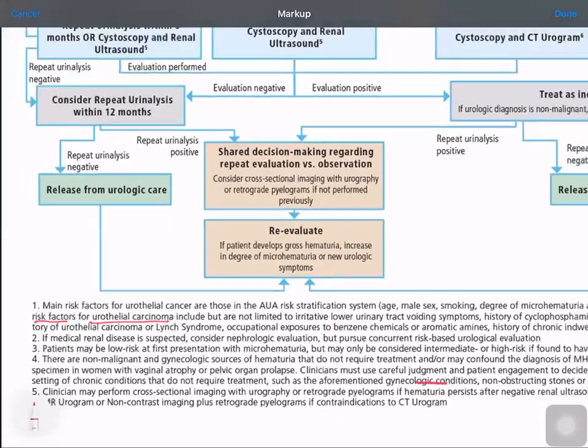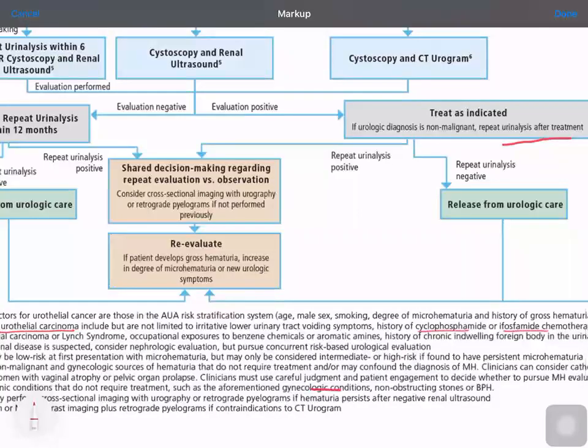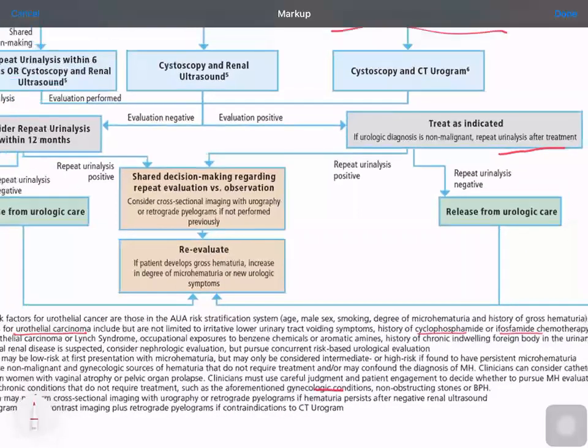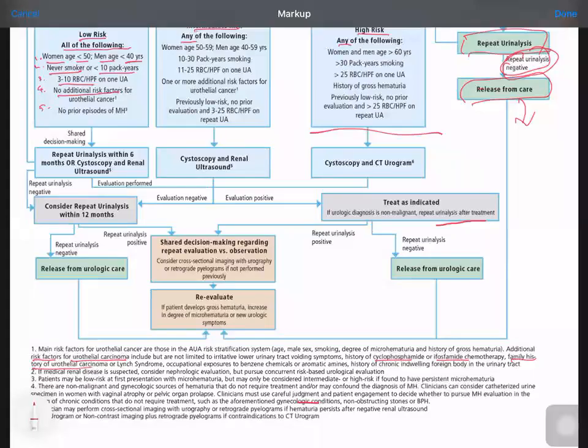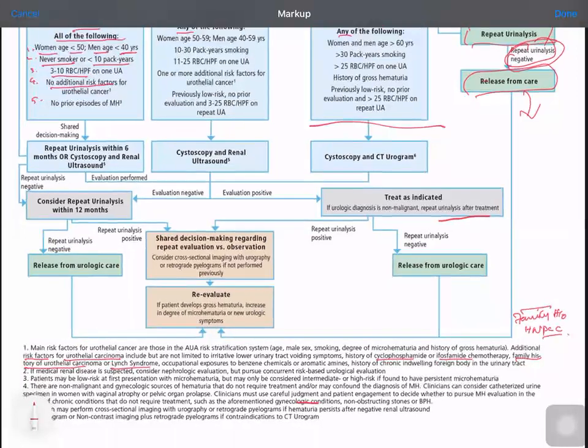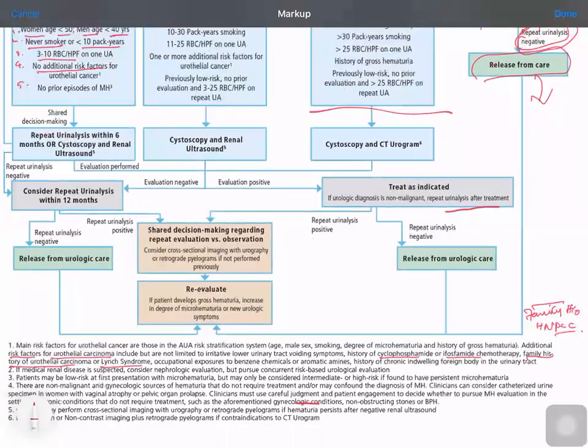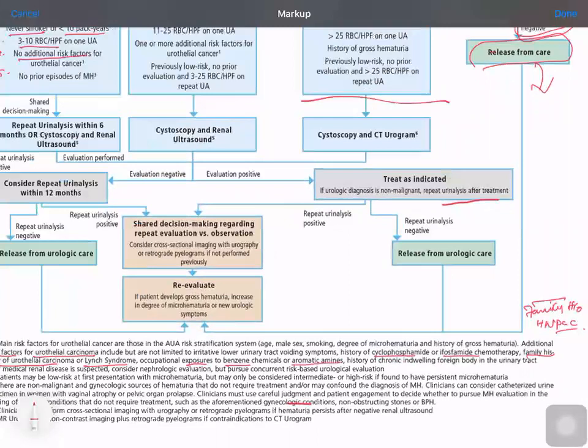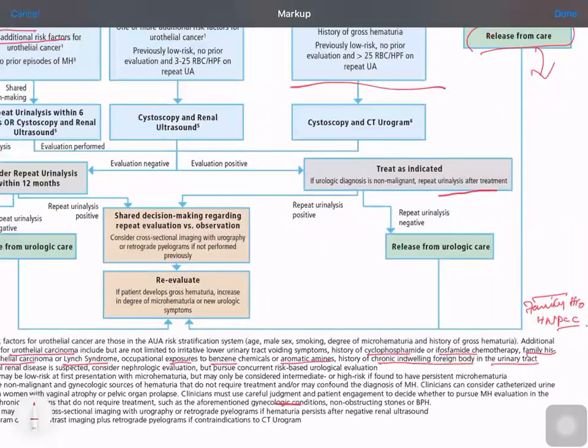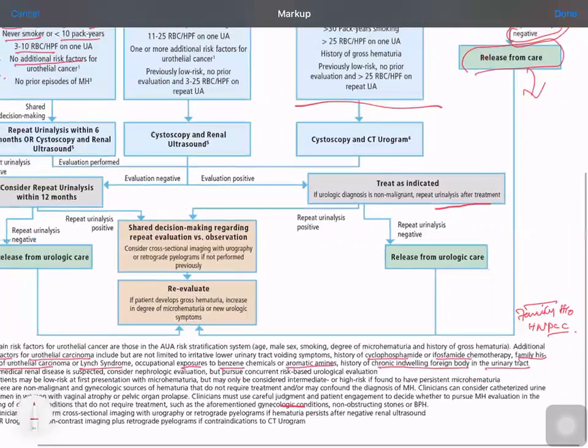That is, history of cyclophosphamide or ifosfamide usage, family history of urothelial cancer, and presence of Lynch syndrome. Lynch syndrome means there will be a family history of hereditary non-polyposis colorectal cancer. Then occupational exposure to benzene or aromatic amines. Then presence of a chronic indwelling foreign body in the urinary tract. These are some of the risk factors for urothelial cancer.